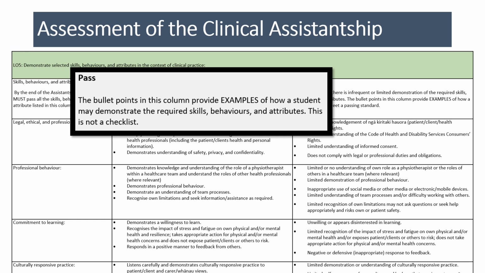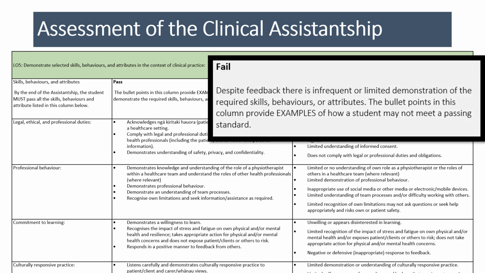So as you'll see within the fail column, what's really important here is we say that it's despite feedback, that there's still perhaps infrequent or limited demonstration of any of the items or any of the indicators. So it's really important, as I said before, that you do provide students with some feedback if they are not meeting the required standard, and that you let them know what it is that they're doing or possibly not doing, and discuss some ways or strategies that you could support the student to hopefully turn it into a demonstration that they are passing that criteria.